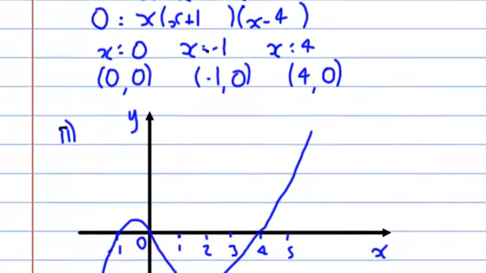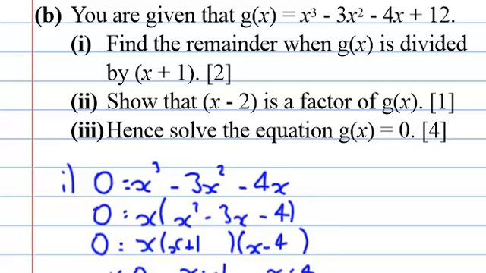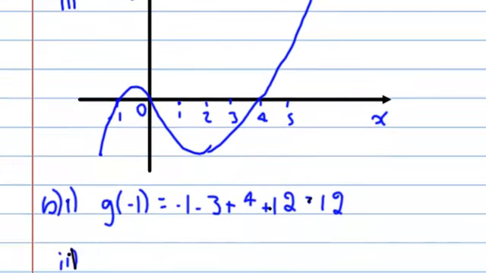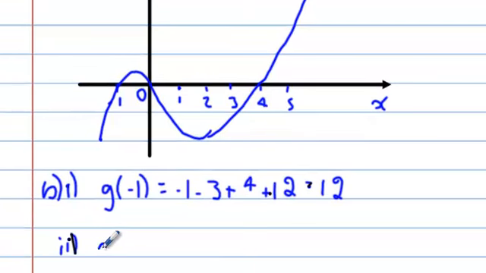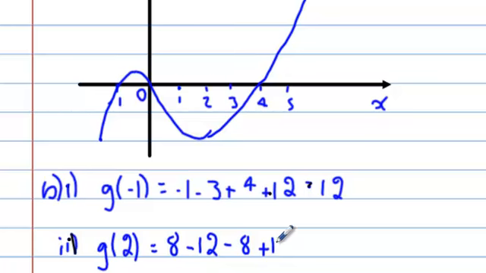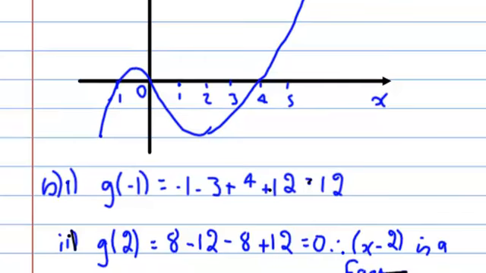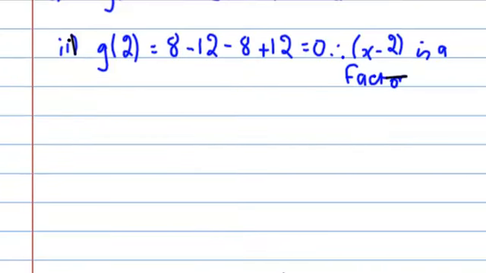Part 2, it asks to show that x minus 2 is a factor. So if that were true, g of 2, change the sign from negative 2 to positive 2, this should be 0. So if we evaluate it with 2, we get 8 minus 12 minus 8 plus 12, and collecting those number terms gives us 0. Therefore x minus 2 is a factor. So that makes sure I've reflected to the examiner that I know that it had to equal 0 from that function to show it was a factor.